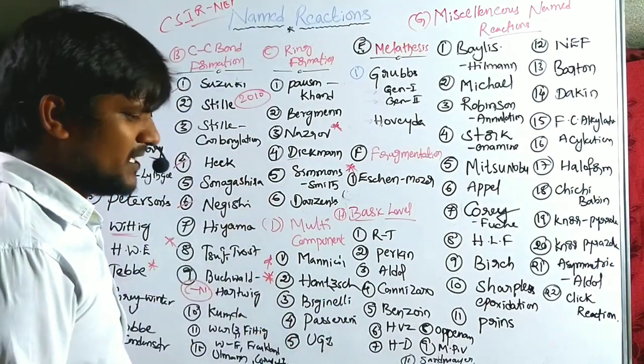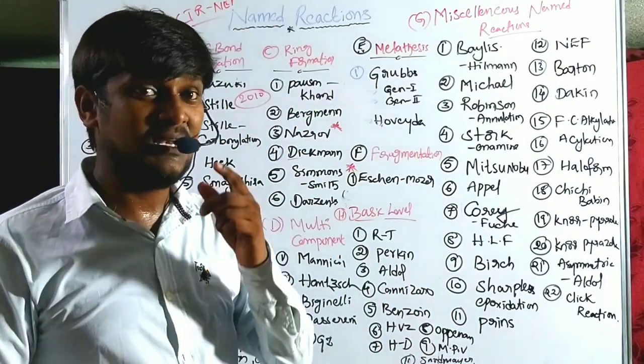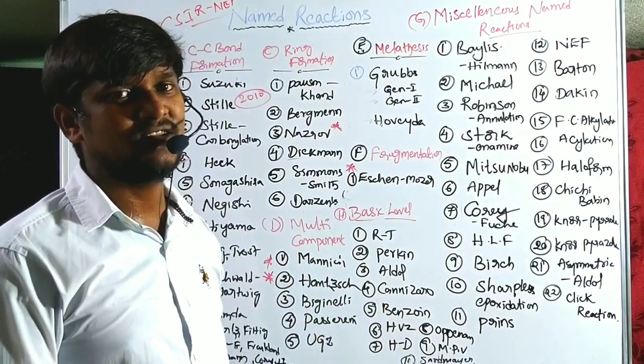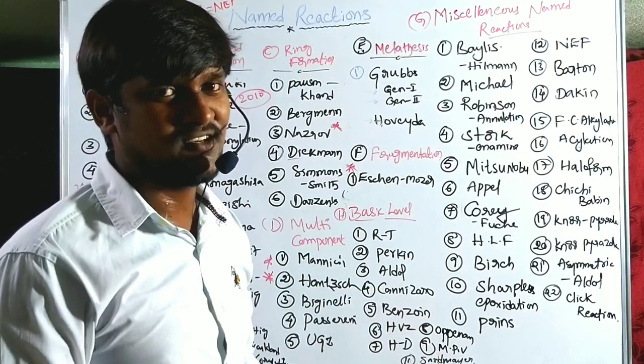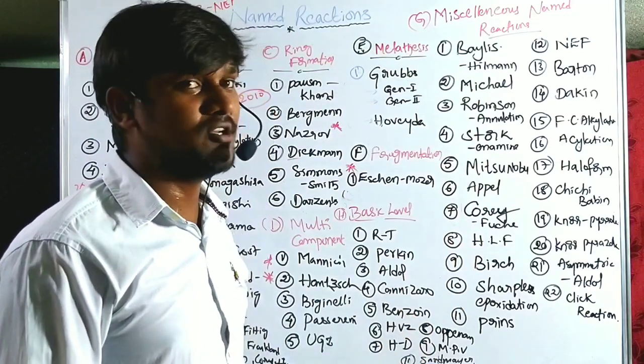Now the first one is Baylis-Hillman reaction. It is a specialized reaction. It forms a bond at the alpha position of the alpha-beta unsaturated double bond, and here it forms the C-C single bond from the alpha position of the alpha-beta unsaturation. Okay. Now the next one is Michael addition reaction.